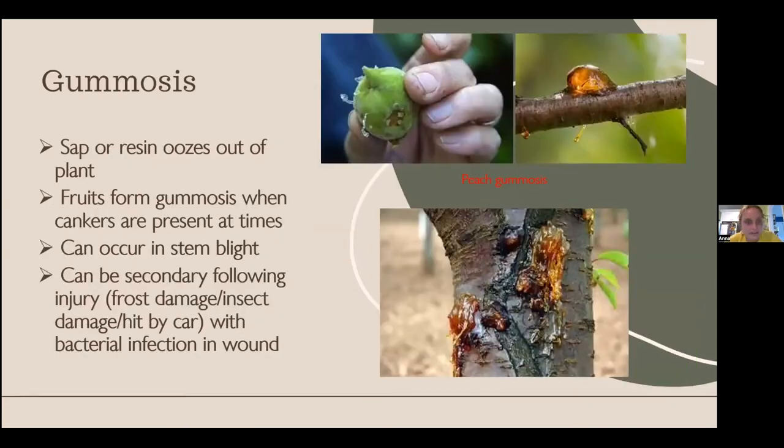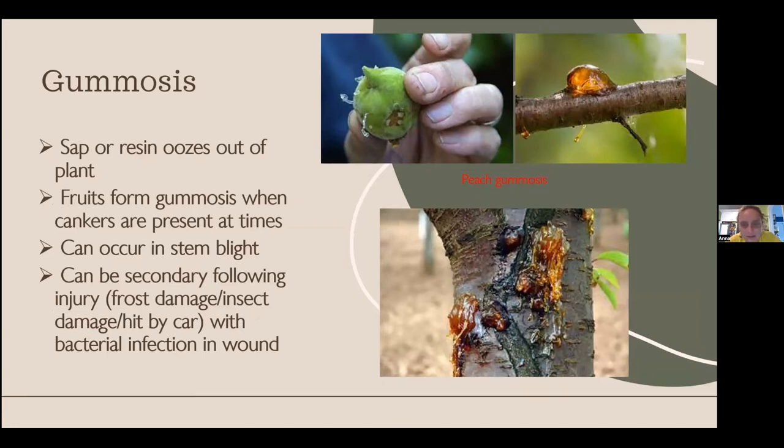Gummosis. This is where sap or resin oozes out of the plant. I see it an awful lot in immature peaches or peach trees in the area. Peaches are really difficult to grow here because of issues that actually manifest with a little gummosis. Fruit trees form gummosis when cankers are present.